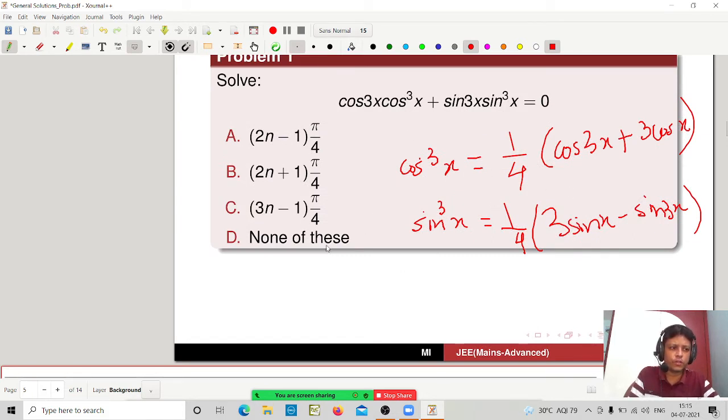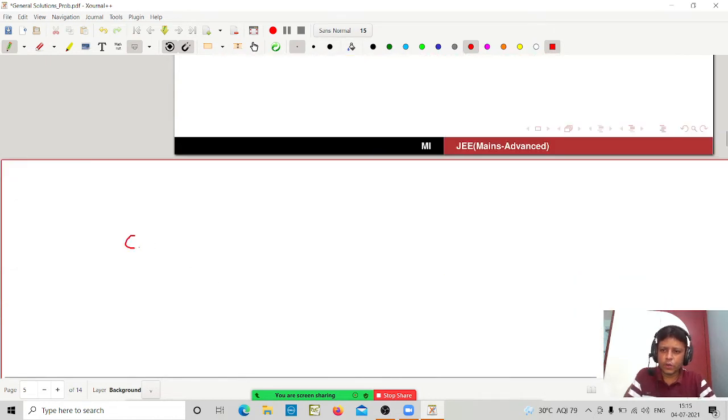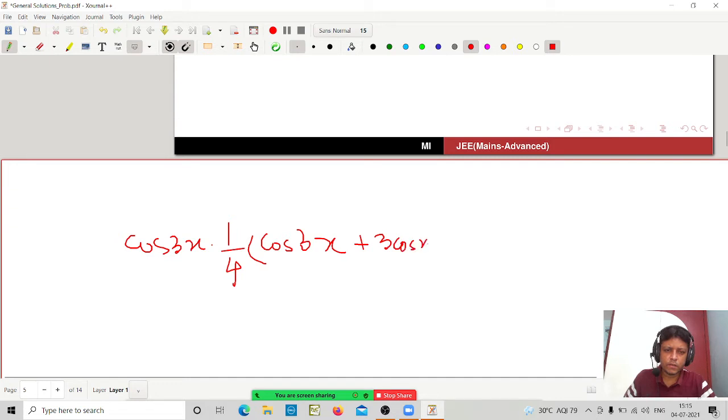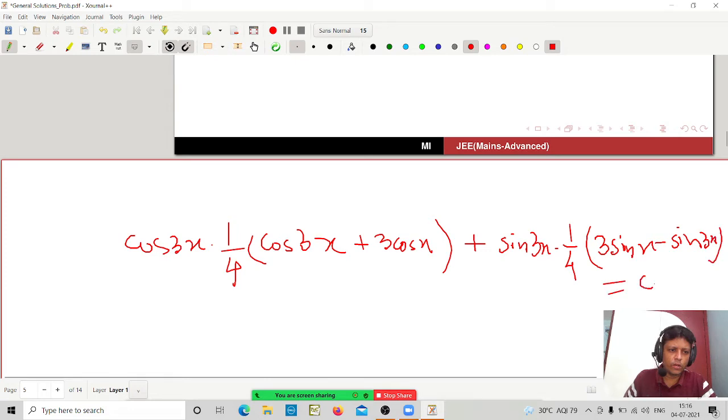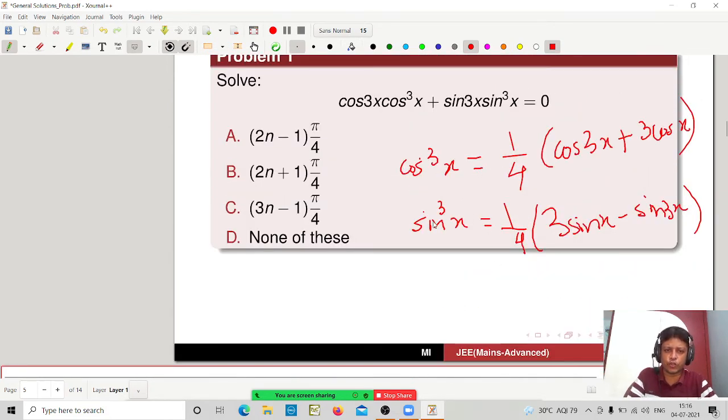So if you substitute, you have cos 3x times 1/4 of cos 3x plus 3 cos x, and plus sine 3x times 1/4 of 3 sin x minus sine 3x, equal to 0. Okay, just you have plugged in this cos cube x and sine cube x, that's it.